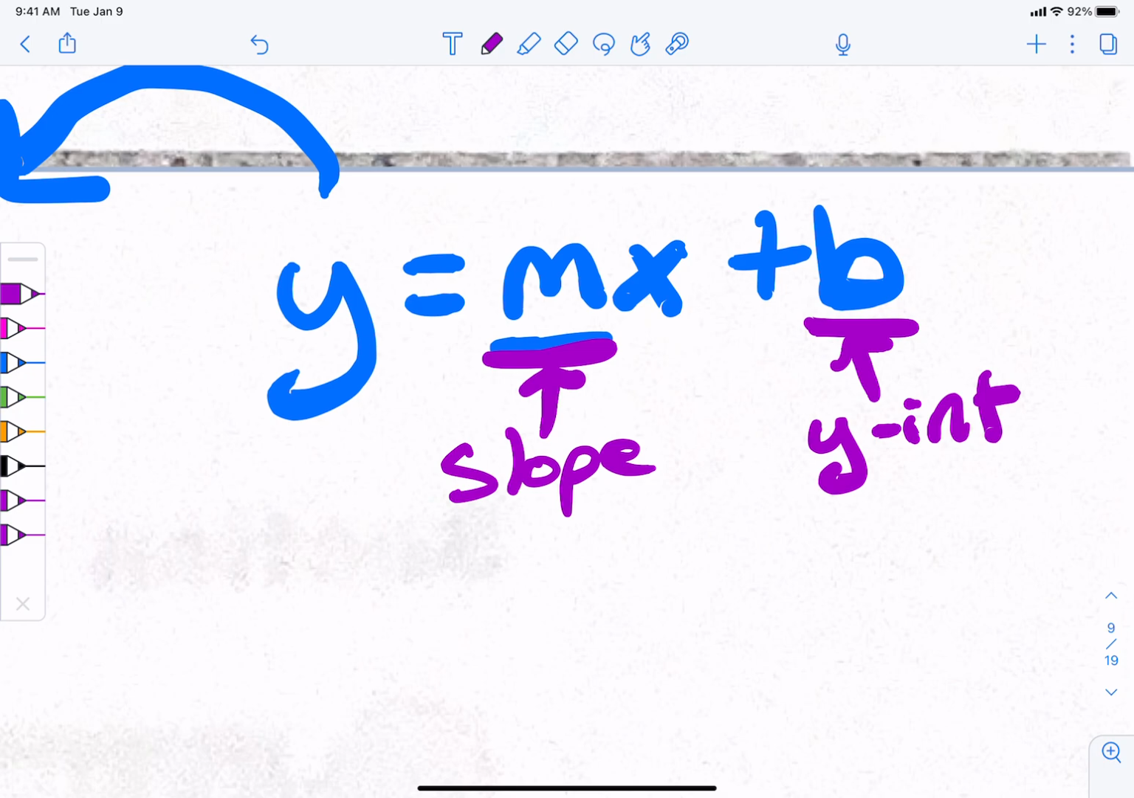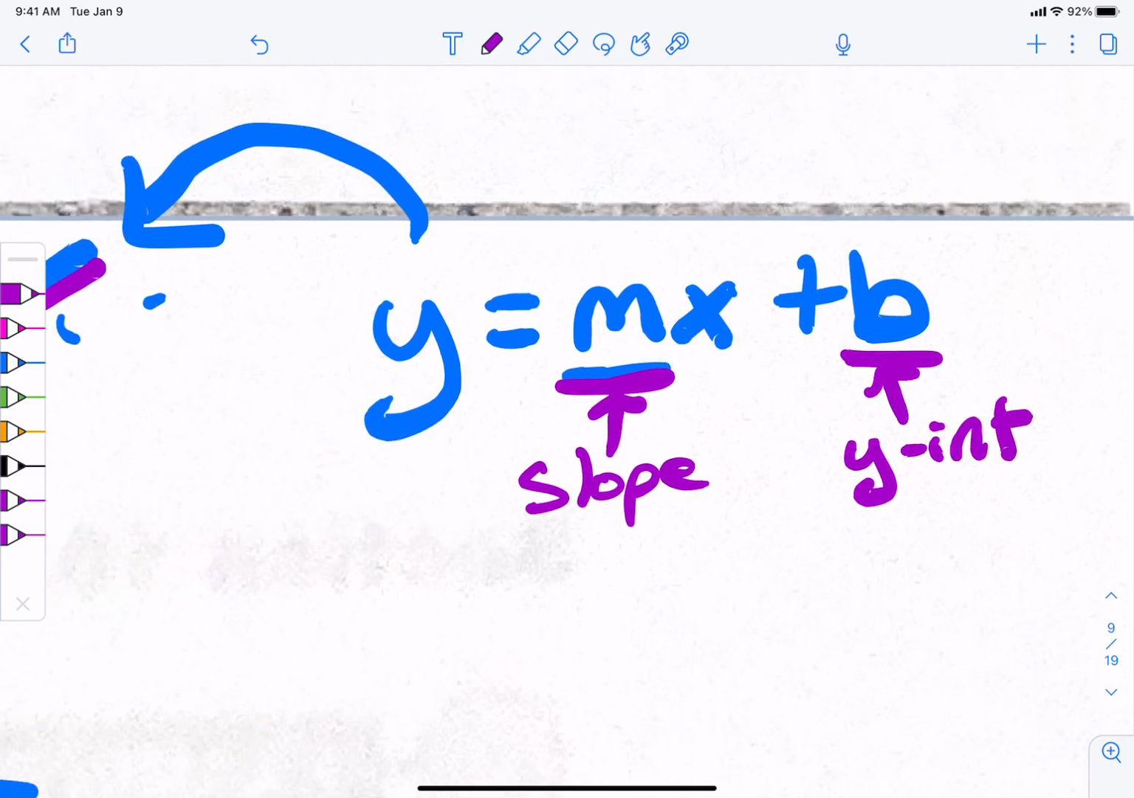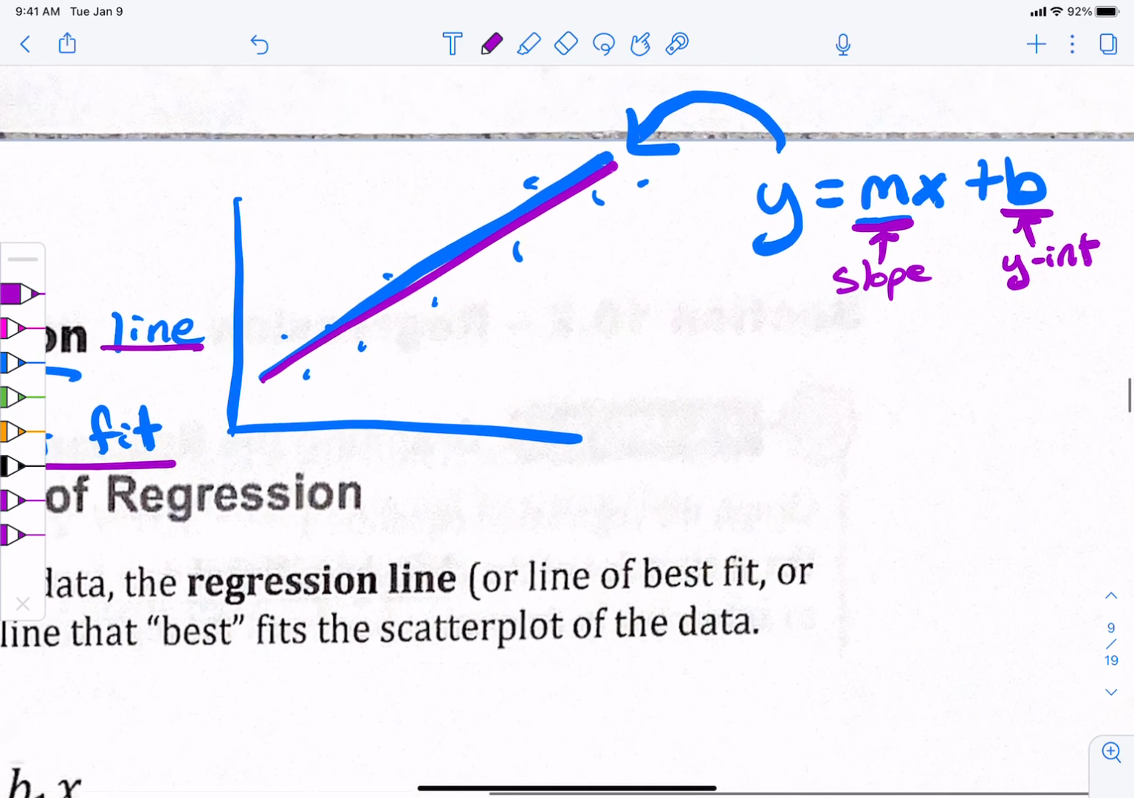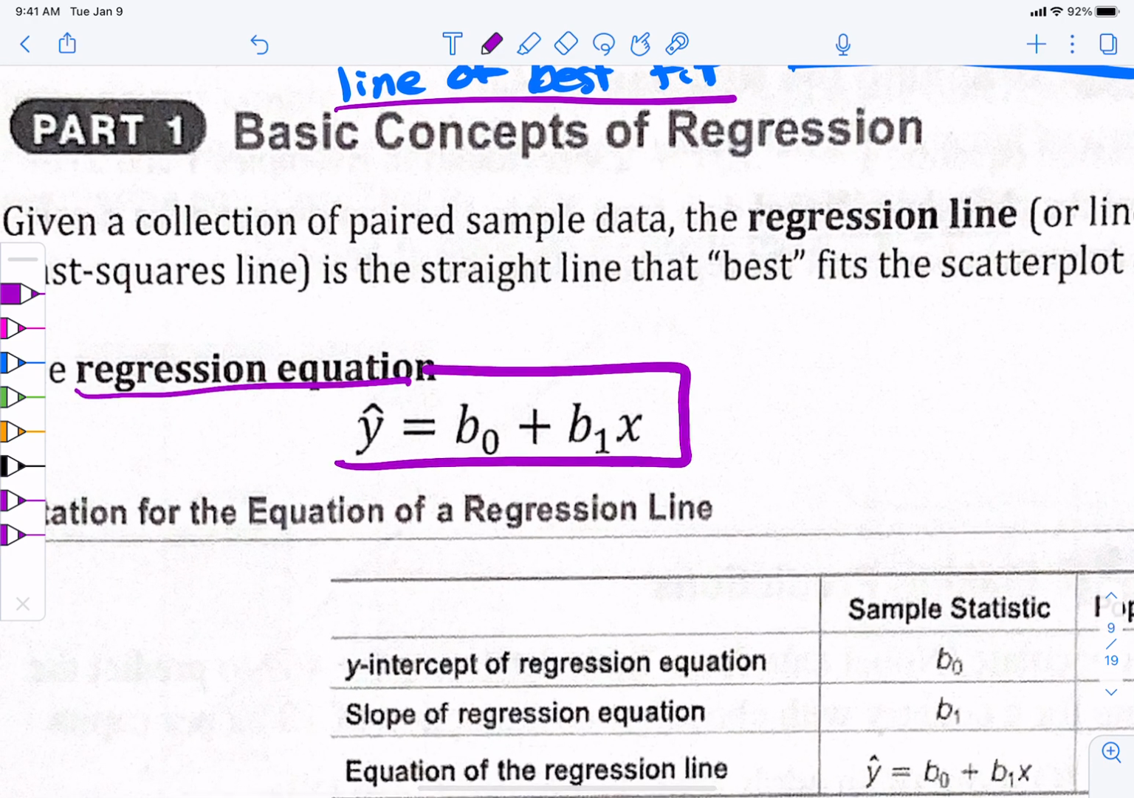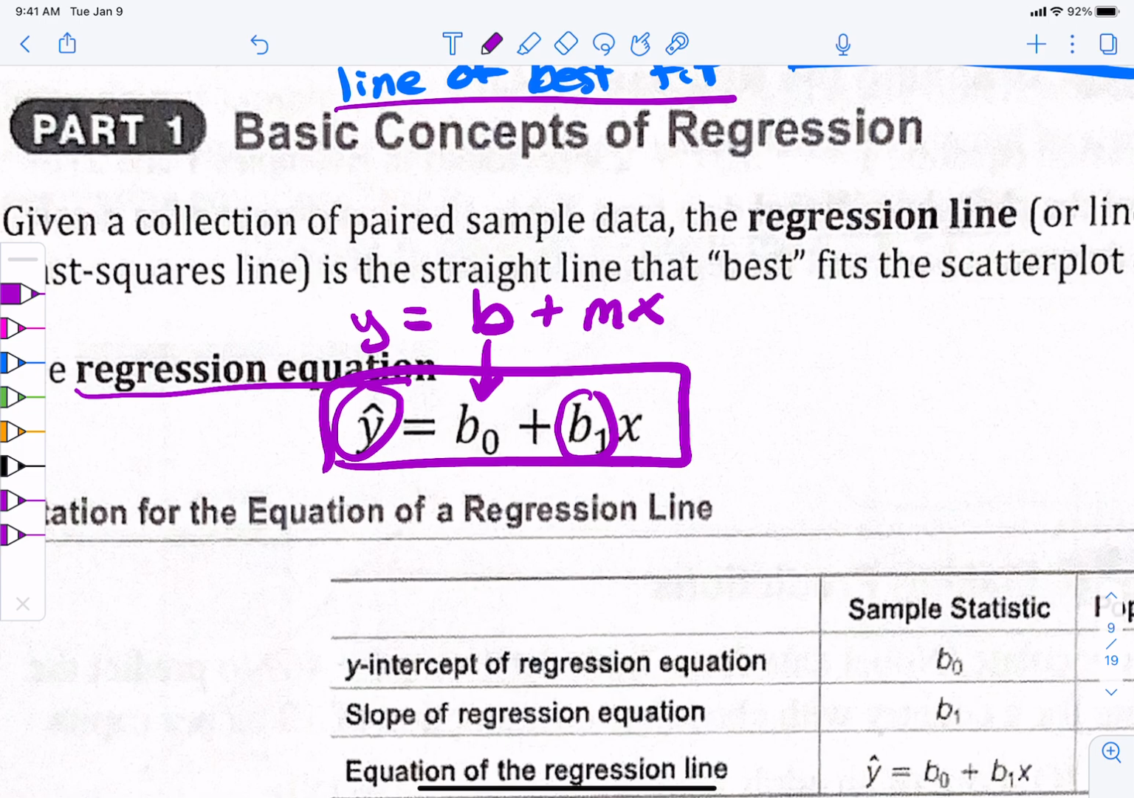Now, I am somewhat aggravated with the way that your book represents this, because they say a regression equation looks like this. They call it y hat, which is the same thing as y, but where's the m? It's B1. B1 is the m. So they put b plus mx, right? They call the b B0. B0 is your initial b, which is where it intercepts the y-axis. And then they call your m your B1, and they write it in a different order, okay?